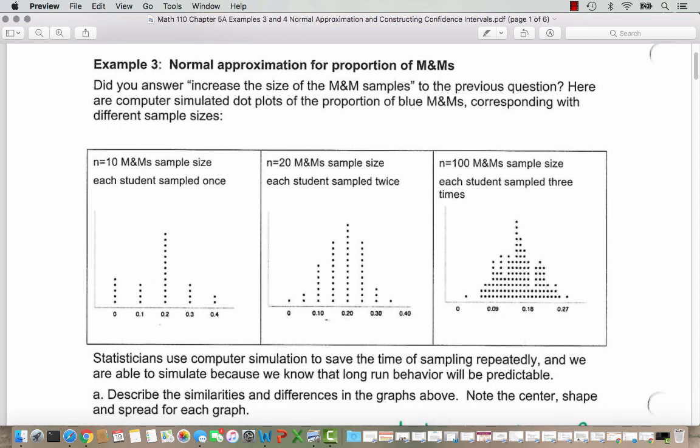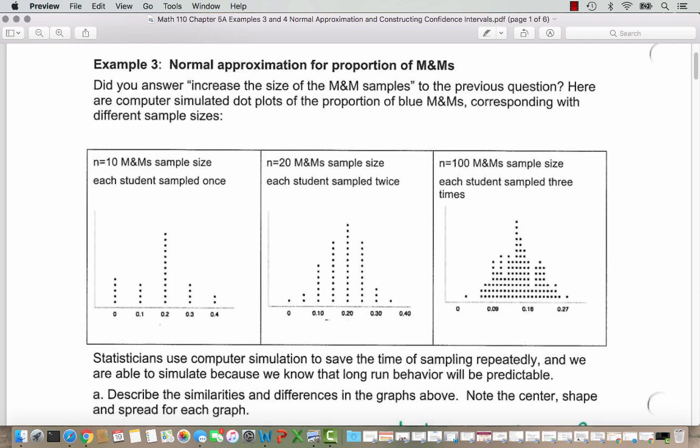The second graph is n equals 20 M&Ms sample size, and in this graph each student sampled twice, so there are double the data points and twice as many M&Ms in their sample. So think about dividing by 10, we get decimals like 0.1, 0.2, 0.3. If we were dividing our count of blue M&Ms out of 20, we get decimals like 0.10 or 0.15 or 0.20 because we're dividing by 20 now. So our decimals will go in increments of 0.05 when the sample size is 20.